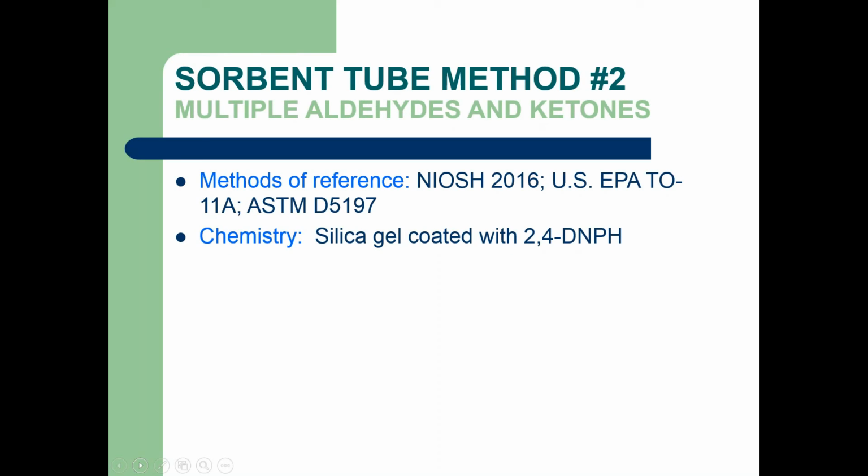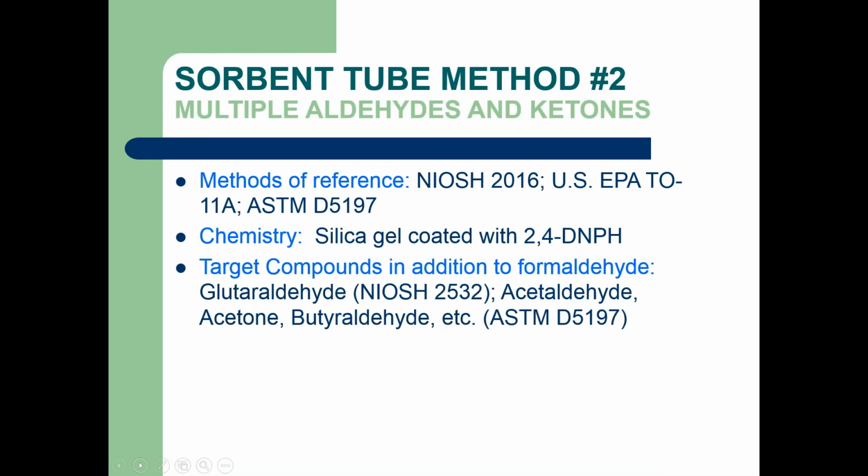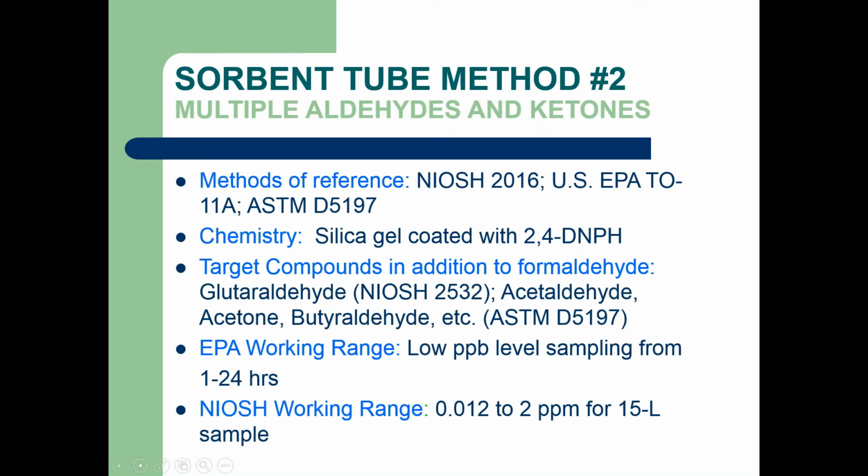The second sorbent tube option is referenced in NIOSH, EPA, and ASTM methods. The sorbent used is silica gel coated with 2,4-dinitrophenylhydrazine. This method allows for the collection of not only formaldehyde, but also other aldehydes and ketones, including the chemical sterilant glutaraldehyde, following NIOSH method 2532. This is a very sensitive method that is typically used for indoor air and ambient air sampling. A working range down to 0.012 ppm for a 15-liter sample is specified by NIOSH.